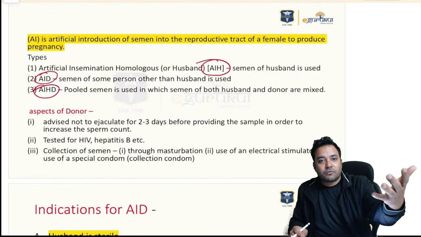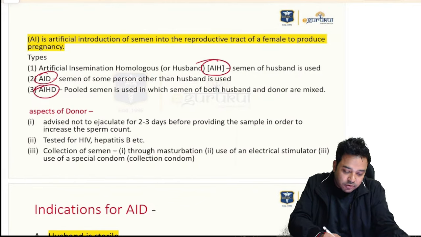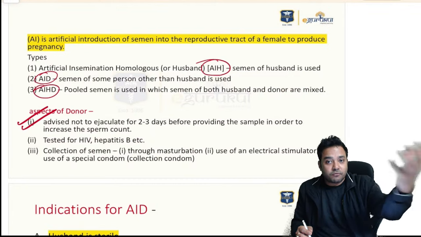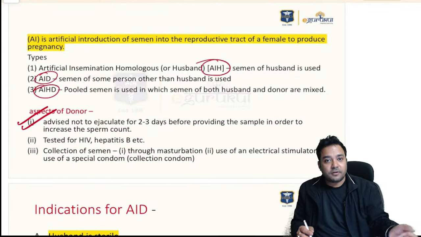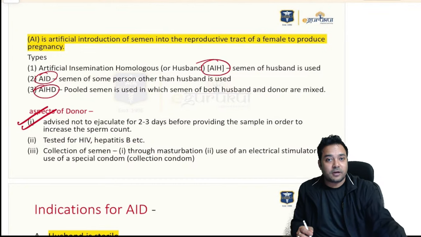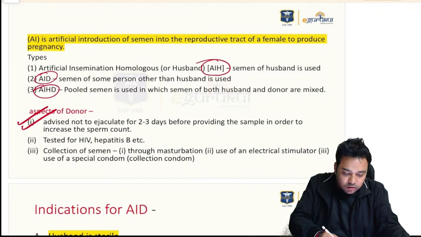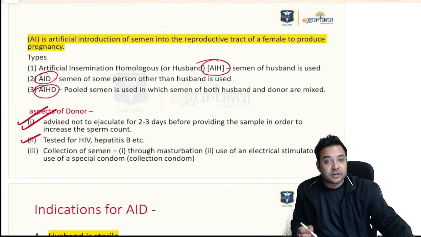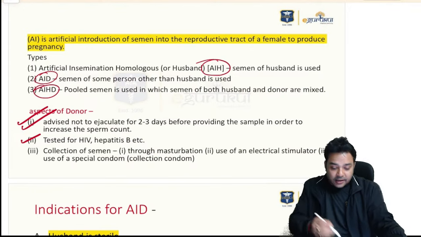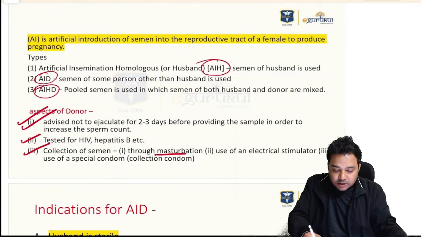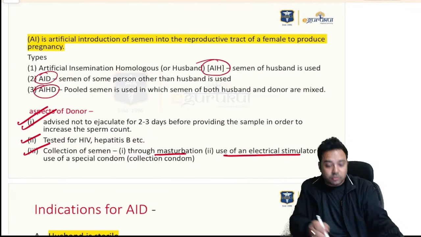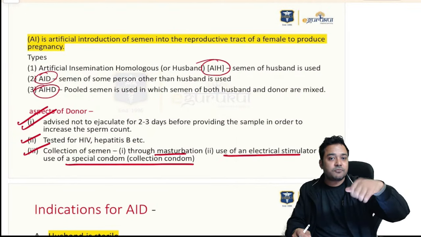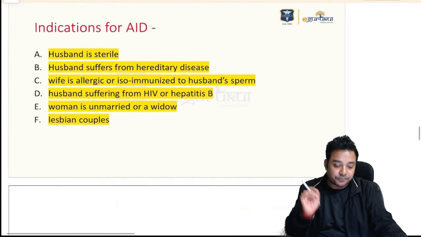And what are the aspects of donor? The donor is advised not to ejaculate for 2 to 3 days before providing the sample, which is obvious, because we want the full quantity of spermatozoa to be retrieved. Then the donor is also tested for routine, life-threatening infections like HIV and hepatitis B. Collection of the semen can be done through masturbation, use of an electrical stimulator, or use of a special condom called a collection condom. But what are the indications for artificial insemination donor?